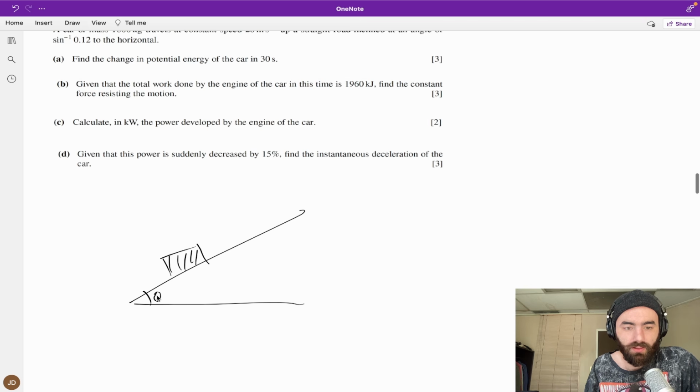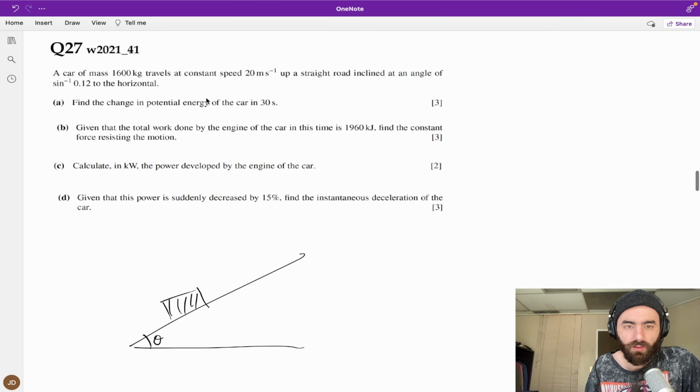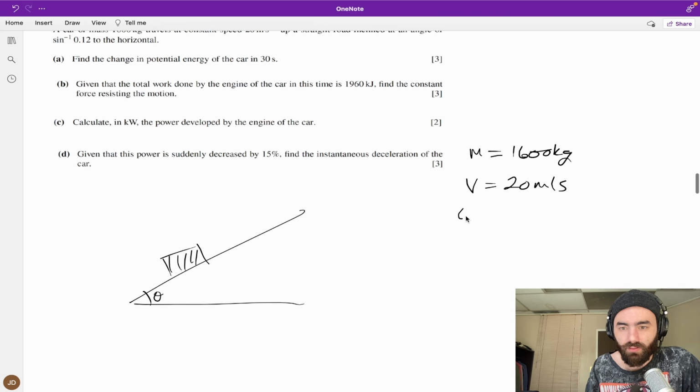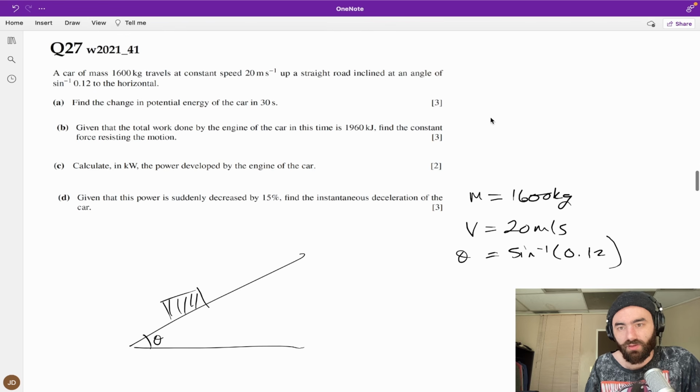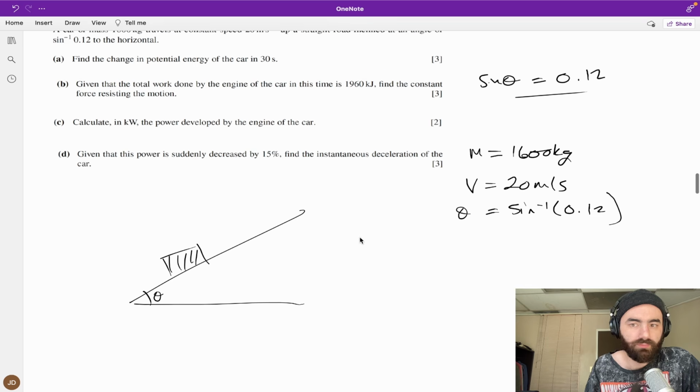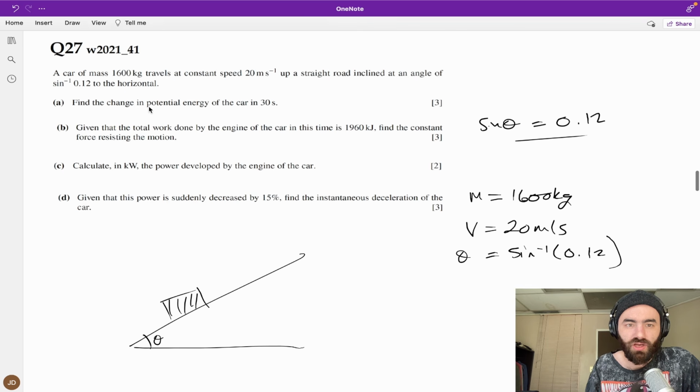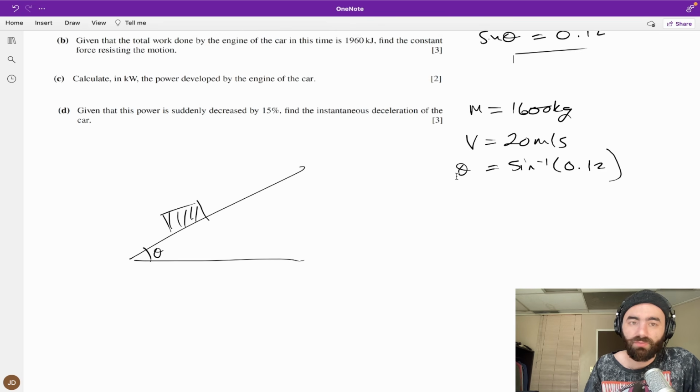This is theta. It travels at a constant speed of 20 meters per second. Its mass is 1600 kilograms, and its theta is the inverse sine of 0.12, so that means sine theta is 0.12. Find the change in potential energy of the car in 30 seconds. It's moving at a constant speed for 30 seconds.